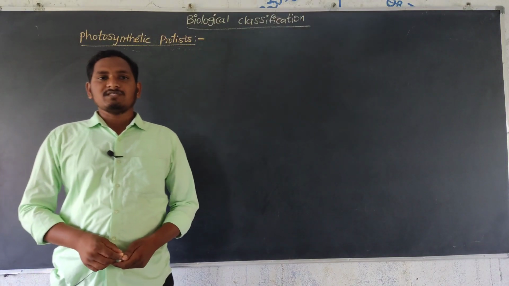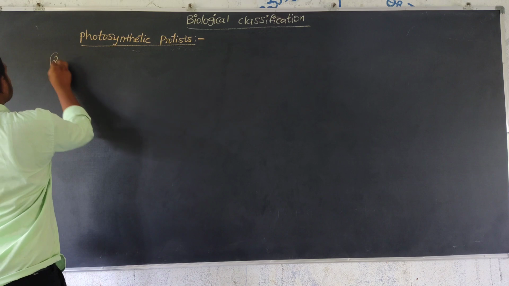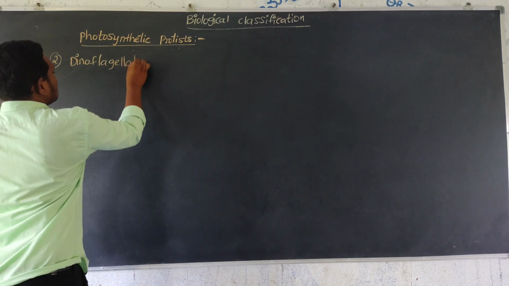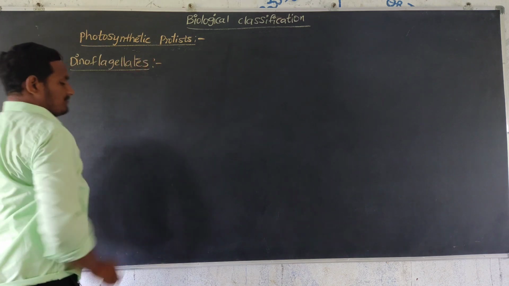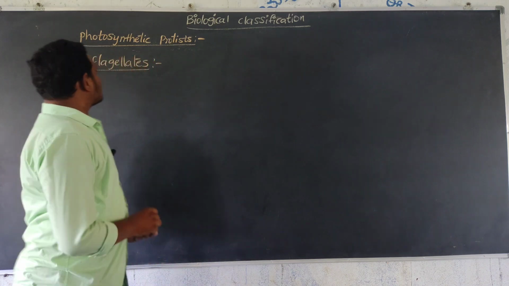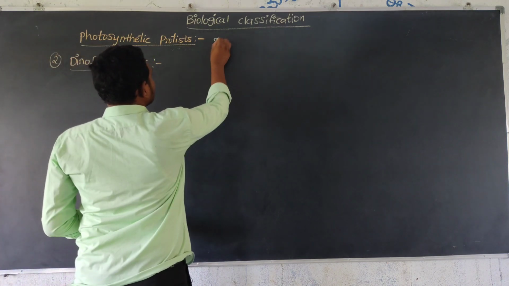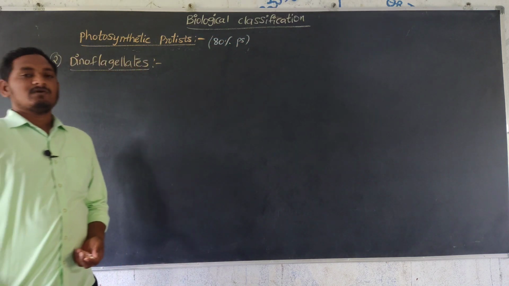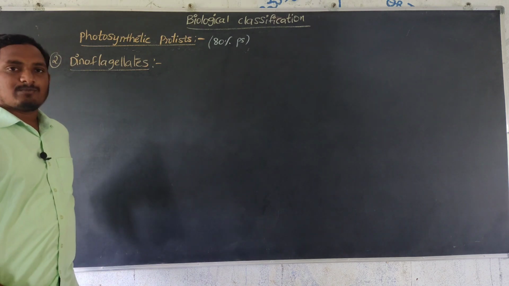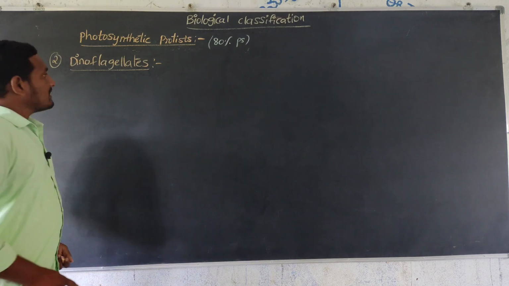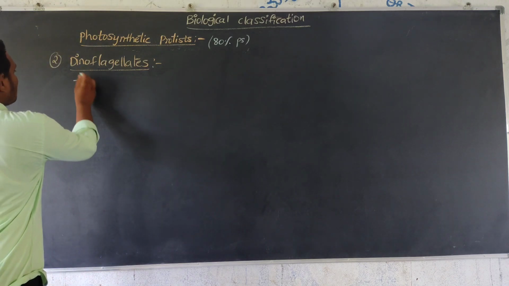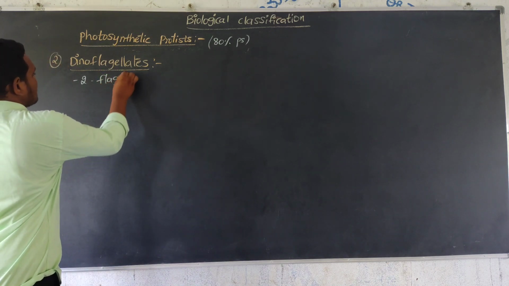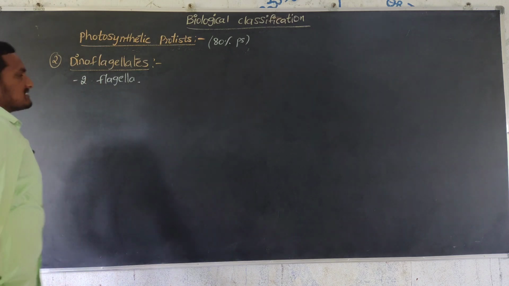Next, the second type of photosynthetic protists are dinoflagellates. Before that, we know that 80% of photosynthesis is done by photosynthetic protists. So chrysophytes are completed. Second is dinoflagellates. Here, the name itself explains it: dino means two, and flagellates means flagella. So two flagella are present in the body.